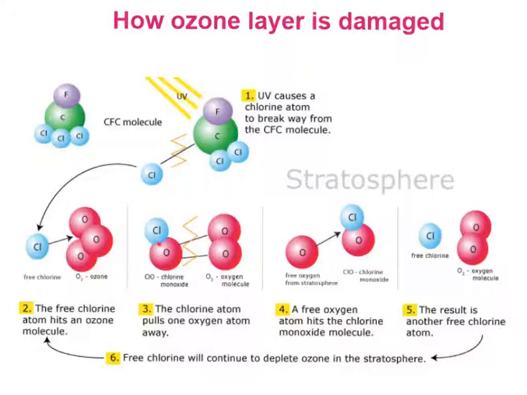When the chlorine atom encounters the ozone, it will pull one of the oxygen atoms away from that ozone, breaking the bond, and we no longer have ozone. We simply have oxygen. That is how oxygen likes to go around in a pair like that. That free oxygen from the stratosphere hits the chlorine monoxide molecule right here and breaks the chlorine atom free, and it is free again to go and hit another ozone molecule and repeat this cycle over and over and over in the stratosphere, depleting the ozone.